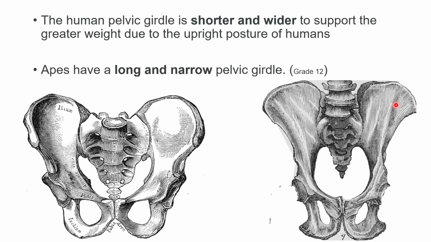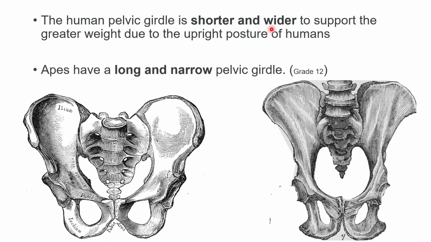Now the question again is why? Why this difference between these two organisms? And then we remember it's all about the way that we walk. If you are bipedal, you walk on two legs, you need your pelvic girdle to be very strong and stable, because a lot of weight is resting on this part of the body, and that's why it is shorter and wider.